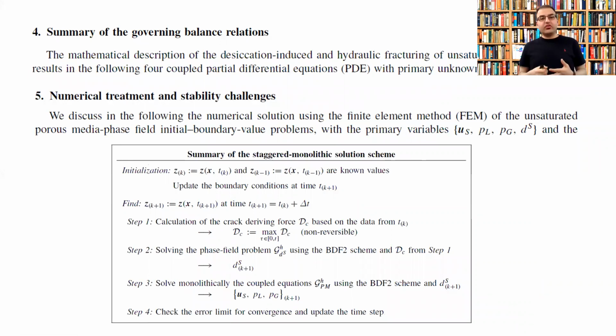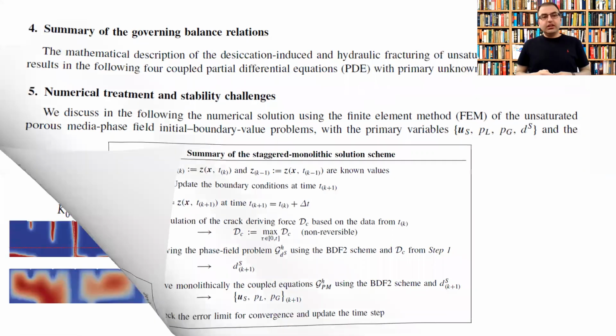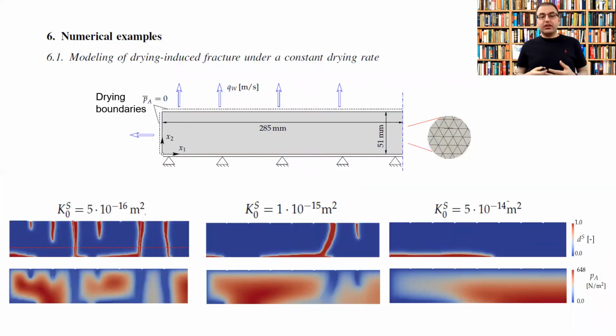Then we had in section 4 a summary of our governing equations. And in section 5, we talked about the numerical treatment of the set of strongly coupled equations. In this, we applied a combined staggered monolithic approach. And in section 6, we had two numerical examples. One of them, as you see here, is the drying or desiccation-induced fractures, where we have outflux at the boundaries and the evolution of cracks, which is also depending on the chosen material parameters.